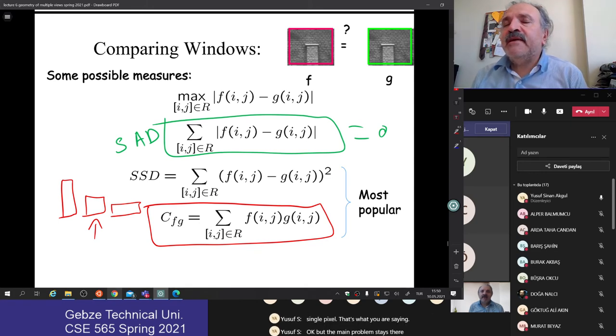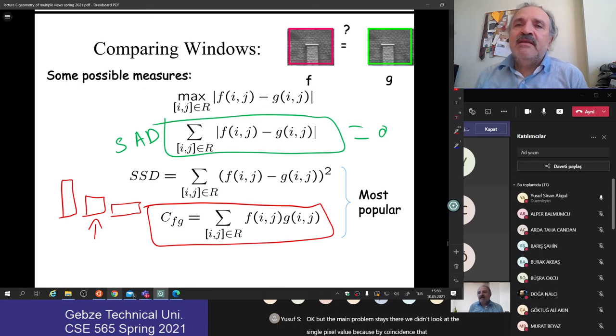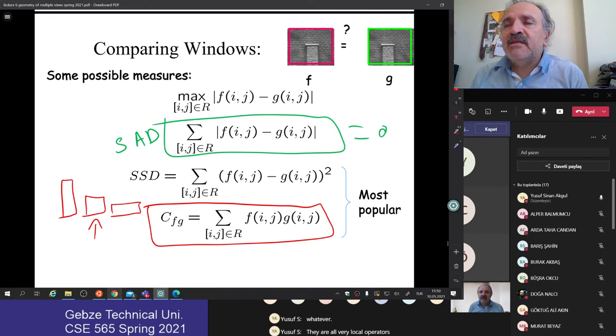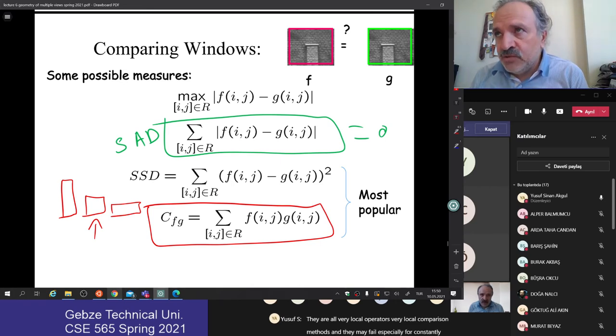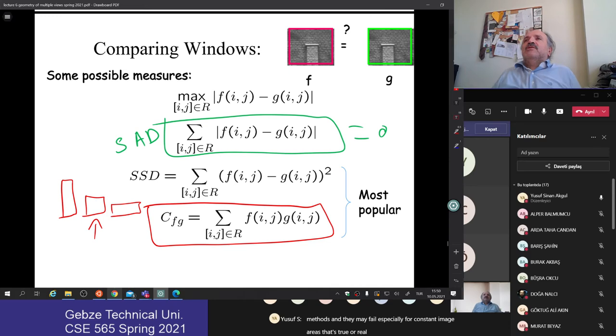We didn't look at the single pixel value because by coincidence there would have been similarities, and this is not addressing that problem. This is just delaying the problem just a little bit, and which is right. Okay, that's true. The SSD or SAD or whatever, they are all very local operators, very local comparison methods, and they may fail, especially for constant image areas. That's true. Or repeated textures. That's also true too.